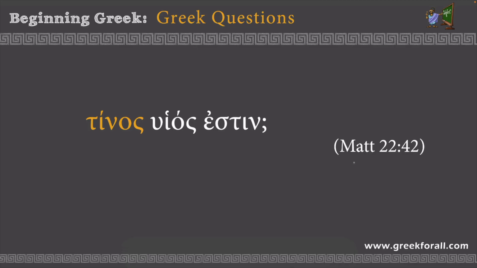The next example is also from the Gospel of Matthew, chapter 22. Let's read. Tinos huios estin. Again, we see a question mark right here, and this is our question word, tinos, which is a genitive form of the word tis, and instead of who, it means whose. So whose, huios, son, and this is our subject, and the word estin is the verb eimi in the third person singular, which means is. So literally whose son he is, but because we have a question, we need to make it a question, so whose son is he?